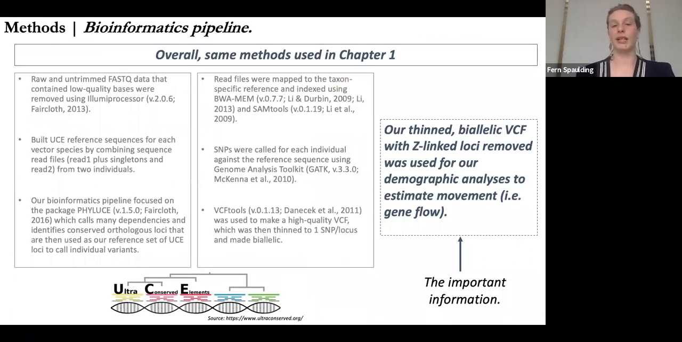Overall, our bioinformatics pipeline uses the same methods as in Chapter 1, but the important information is that our thinned biallelic VCF file with sex-linked loci removed was used for our demographic analysis to estimate gene flow. That's the important information from our methods.